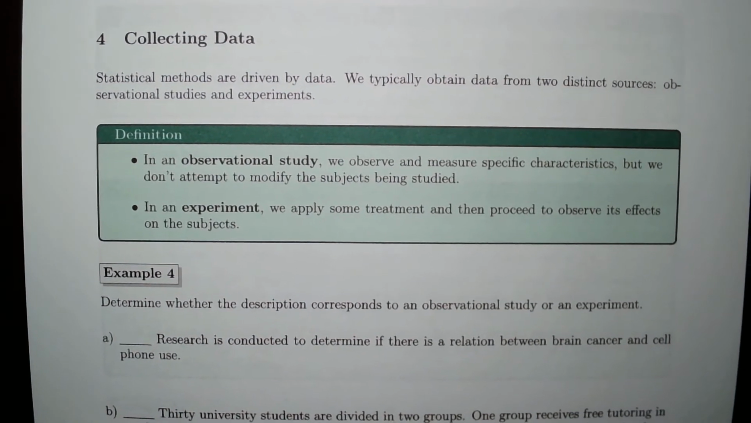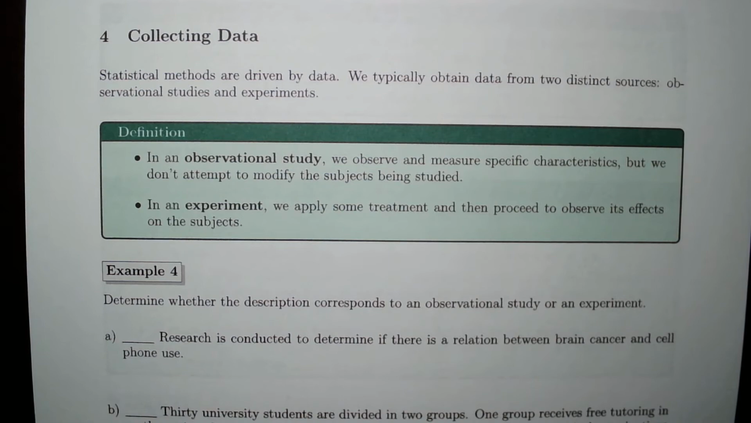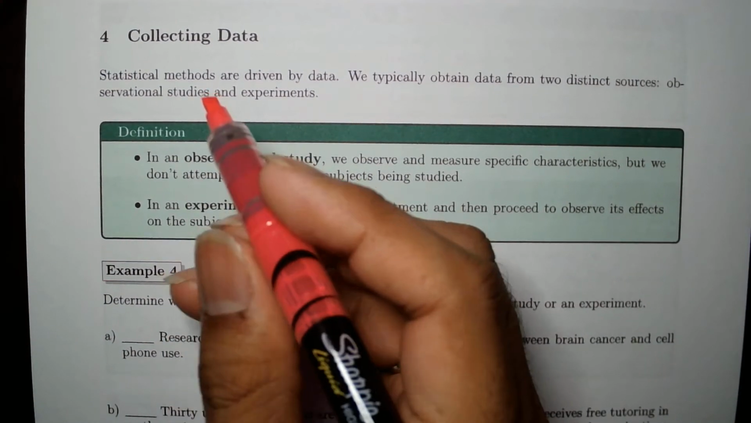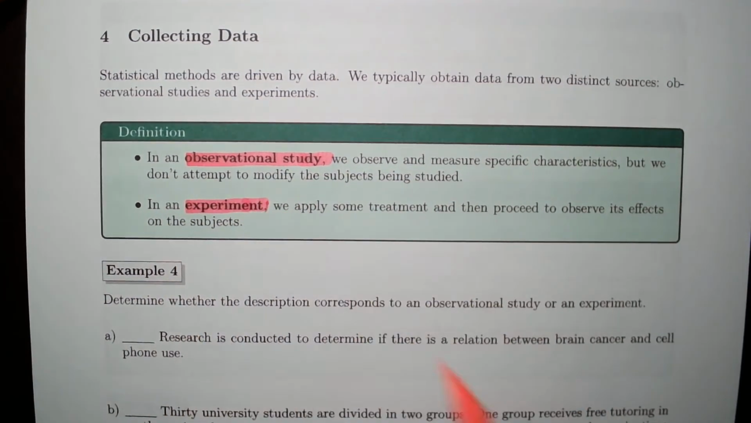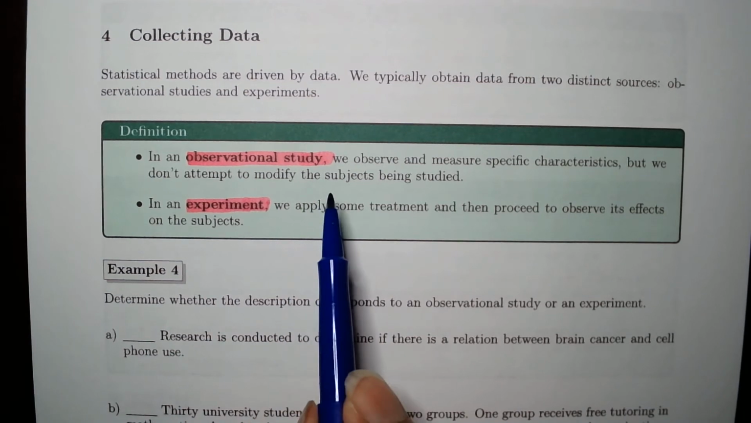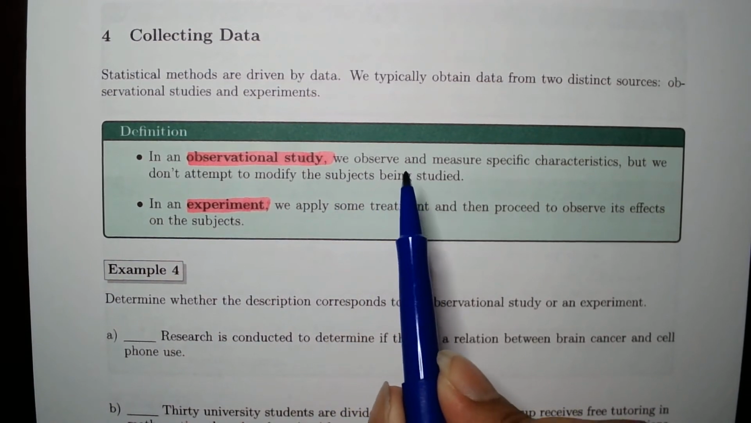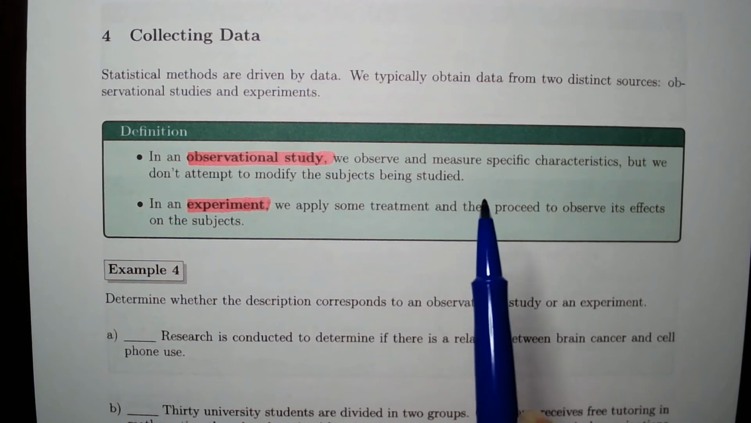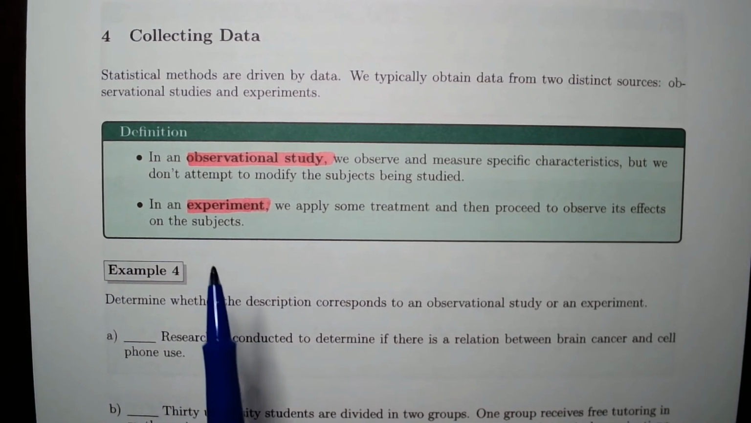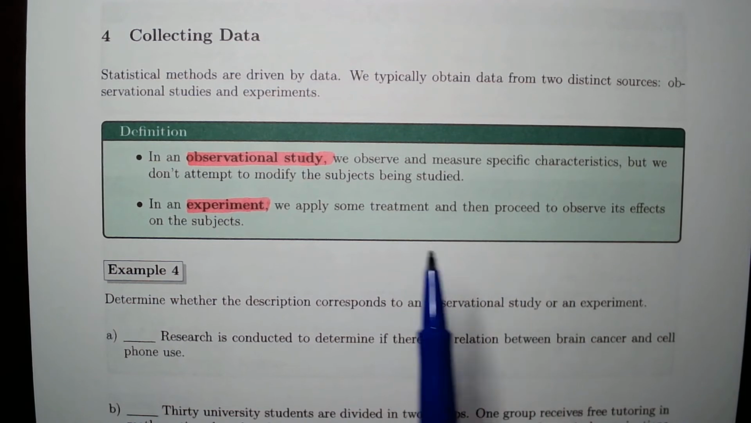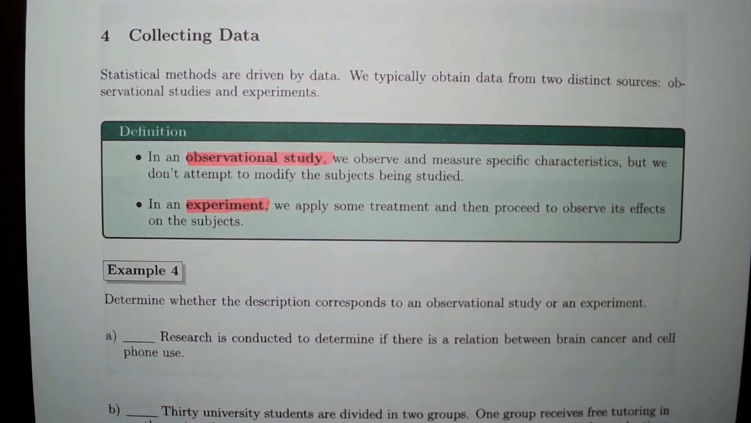Well, there are different methods that we're going to consider here. In this case, we're going to look at observational studies and experiments. Let's define them. In an observational study, all we do is observe and measure a specific characteristic, but we do not attempt to modify the subject being studied or to intervene in one way or another. As opposed to an experiment, where we apply some treatment and then proceed to observe the effects on the subject based on our intervention.